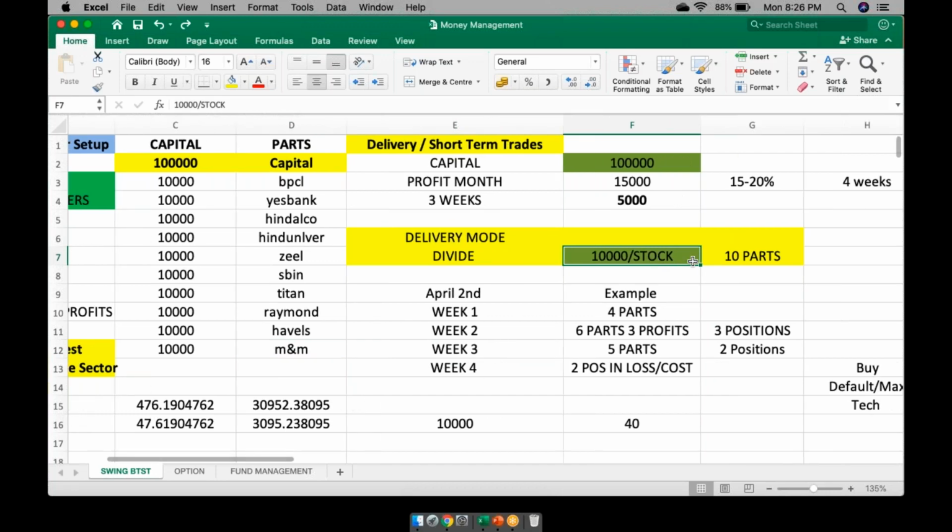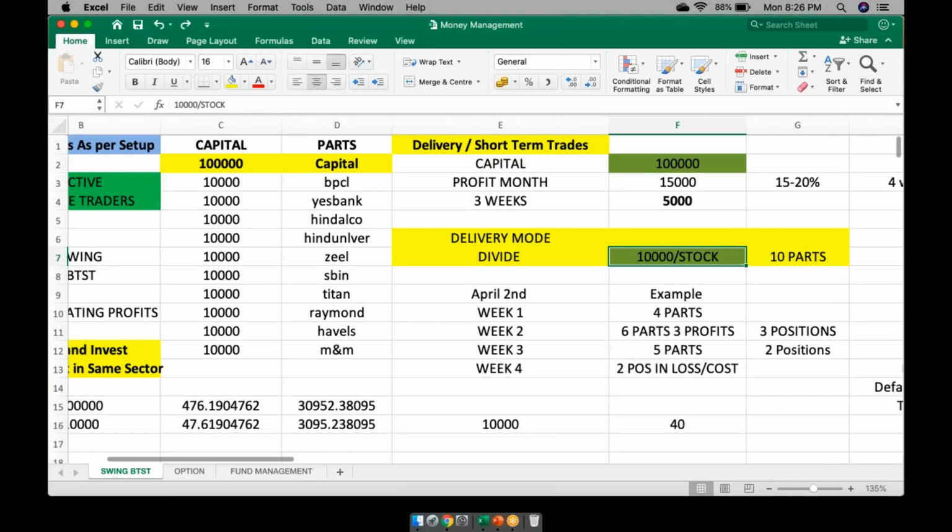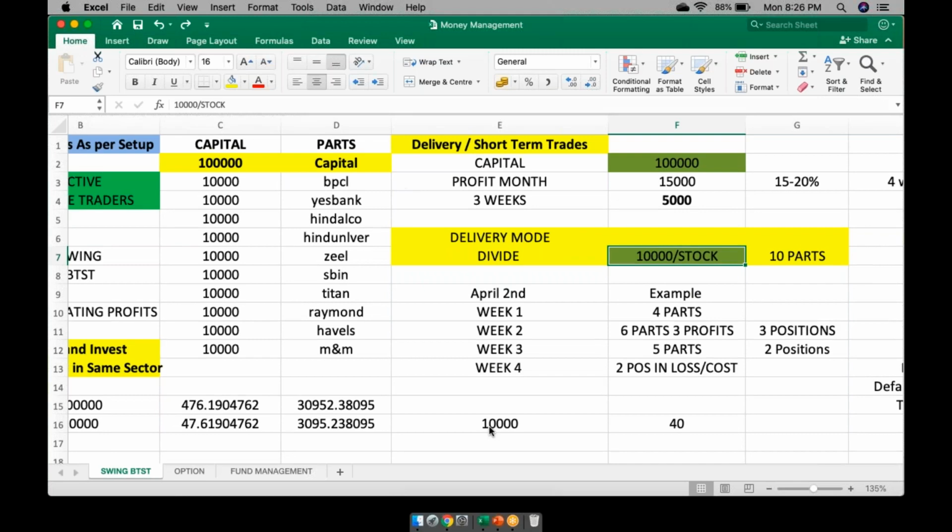Difference between delivery and positional, both are same only. Nifty is nowhere related to delivery stocks. Yeah, Titan is miscellaneous. Thank you, Shanmuga. Okay. So any doubt in this?